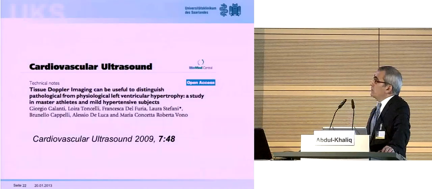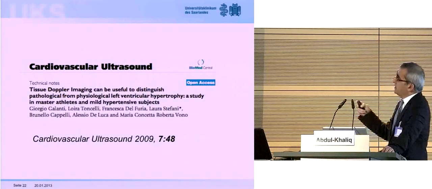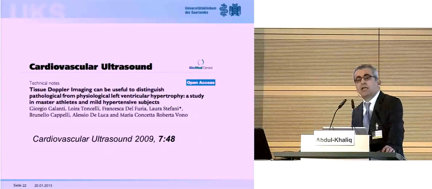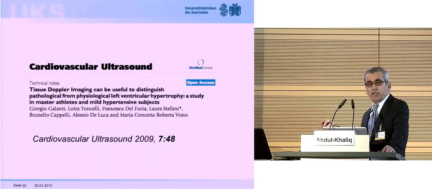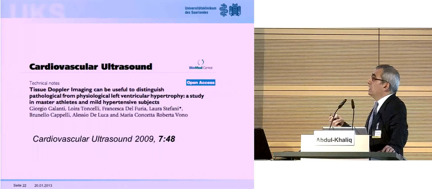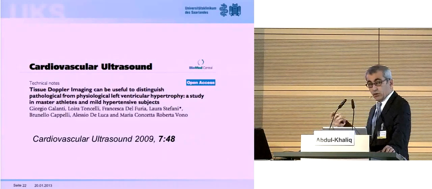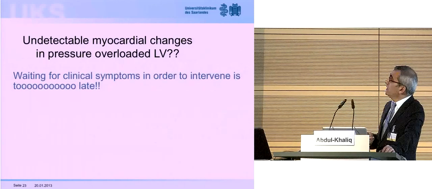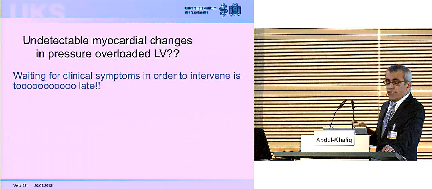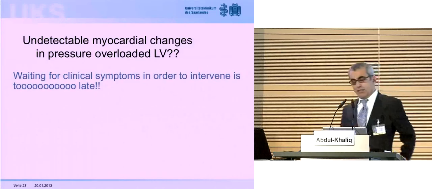And this is also a good study done in athletes and also in patients with arterial hypertension, and they were also able to show that patients with arterial hypertension have significantly more altered regional function, although these patients have a hypertrophy. This is very important for decision making.